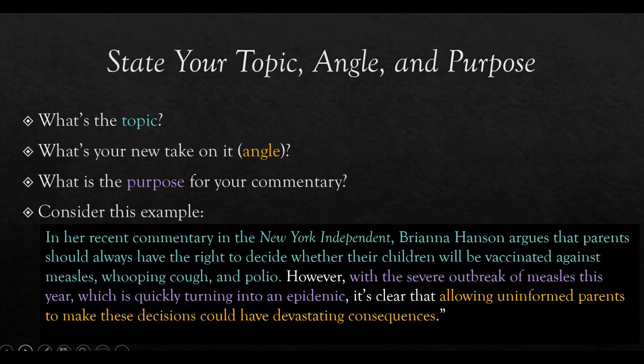And then, however, with a severe outbreak of the measles this year, that's the purpose why you're writing this, because there was a severe outbreak, or there was this, or there was that. So think of events or other things that are occurring around your topic. And then finally, you write your angle, what you're thinking about. Allowing uninformed parents to make these decisions could have devastating consequences. That's where you're going with it.